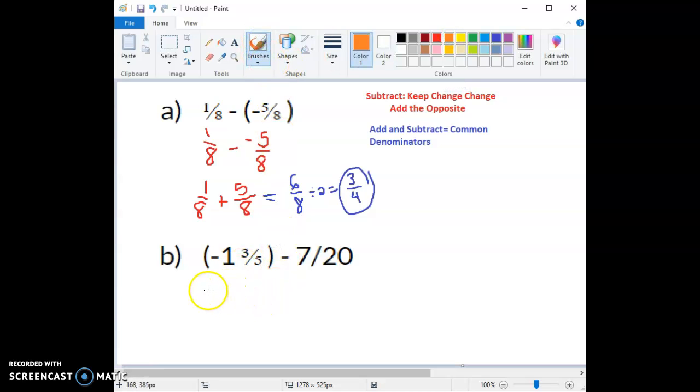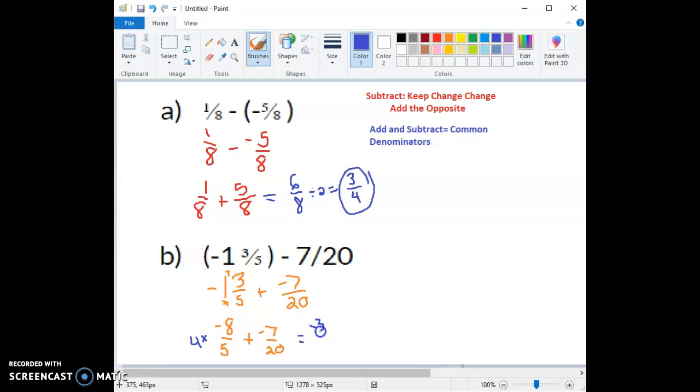Okay? So I have negative 1 3/5 plus negative 7/20. Now I just prefer to have them as improper fractions, so I'm going to go ahead and do that. 8/5. Keep that negative sign. Okay? And then I remember, oh, gotta have common denominators. I don't have that, so I gotta redo. I'm going to use 20 because one of them is already 20.